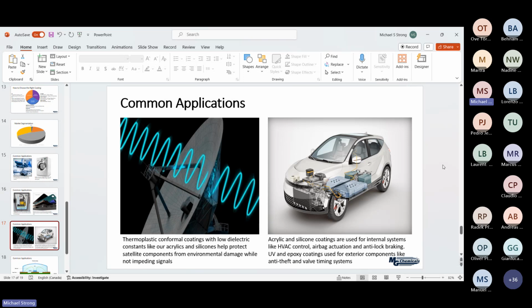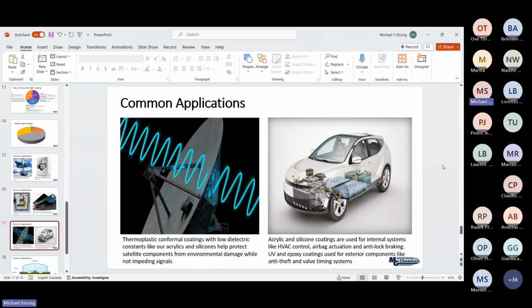Thermoplastic conformal coatings with low dielectric constants like acrylics and silicones are used for satellite protection. And I mentioned low dielectric because that does not attenuate incoming signals. For a satellite that has to pick up and relay signals, you do not want that signal in any way attenuated, and so these low dielectric materials are good with that. So very good external protection while not impeding the actual signal itself.